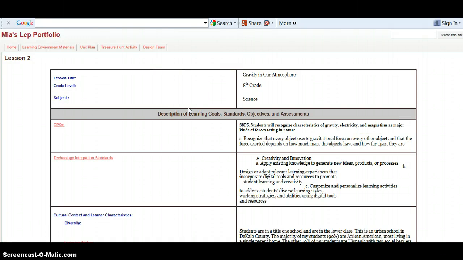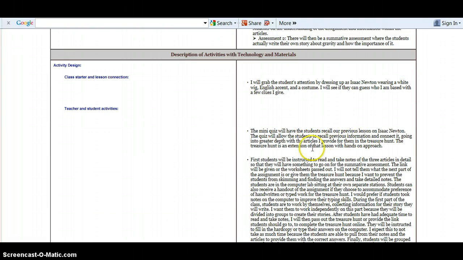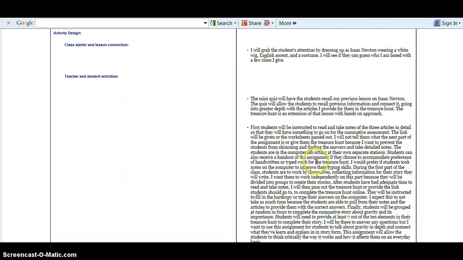Okay, so the treasure hunt will basically be the students taking notes of the articles before I even let them know why they're taking notes.